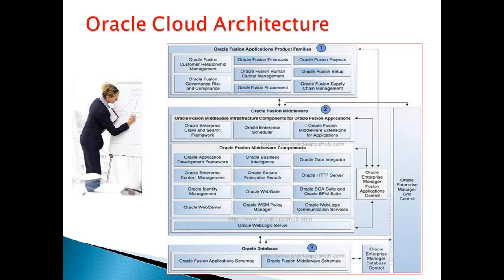So the Fusion middleware houses a lot of middleware components, like your OIM, Oracle Identity Manager, Oracle WebCenter, Oracle Secure Enterprise, Oracle Business Intelligence, Data Integrator, WebLogic. All these things are part of the middleware. The entire logic is applied in the middle tier or the second tier, and of course the third tier is nothing but the database tier.